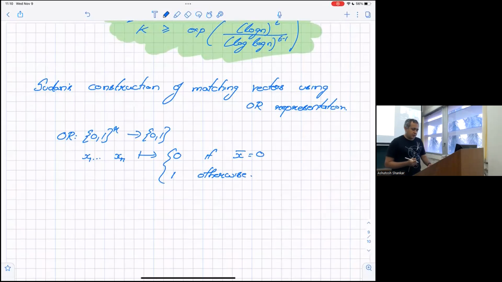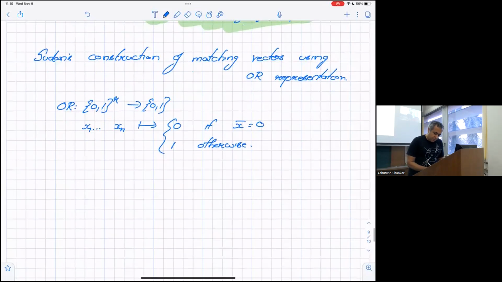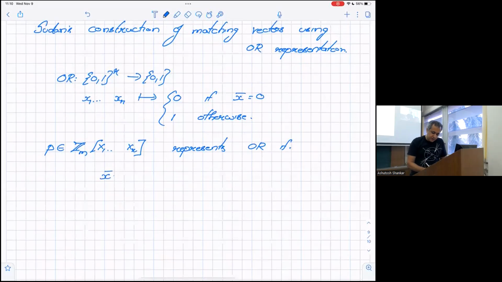I will say a particular polynomial P over Z_m, where m is the same m as we started off with, and you will notice here is where the fact that m is composite is going to play a big role. It's an r-variate polynomial that represents OR if the following is true, that is, if x bar is the all zero vector.